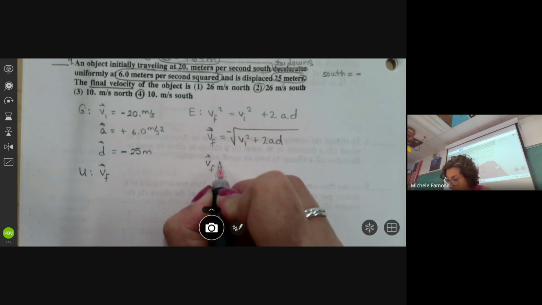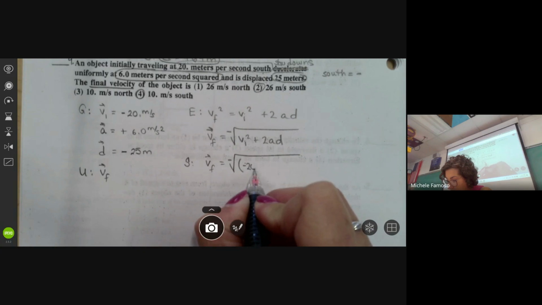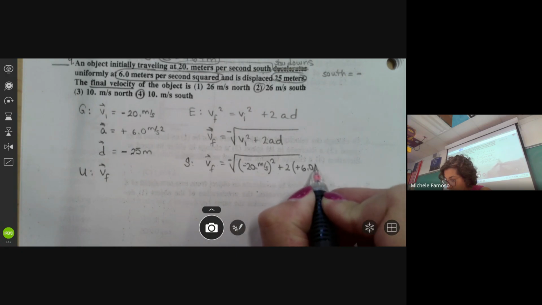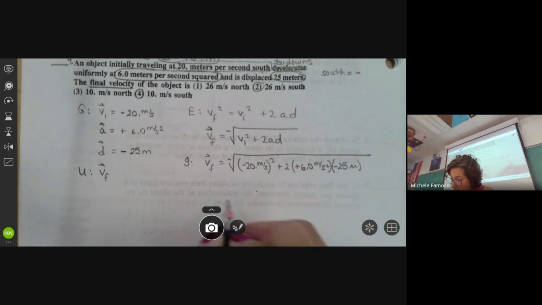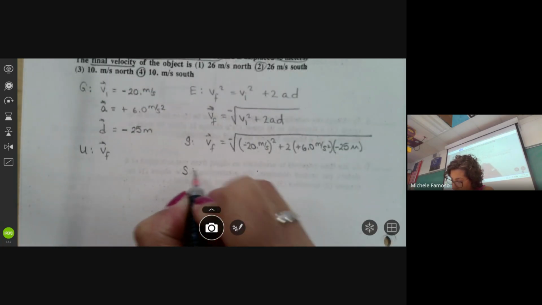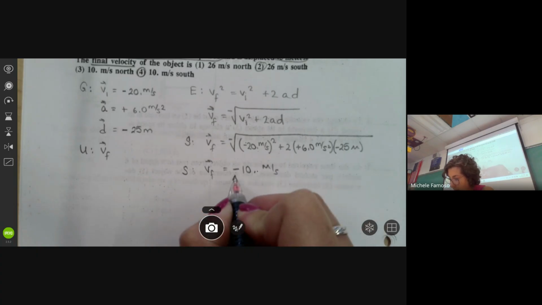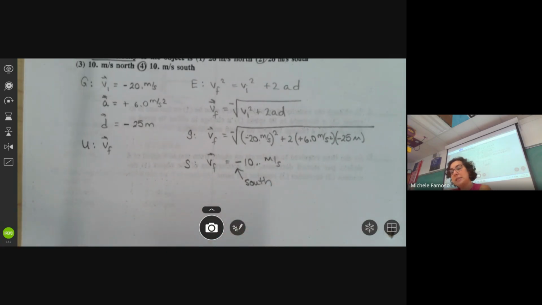Now I can go ahead and plug in, doing my substitution with units. So negative of negative 20 meters per second squared plus 2 times positive 6.0 meters per second squared times negative 25 meters. You work this all out, and you're going to get the answer of negative 10 meters per second. And that negative sign, as we've already stated, means south. By the way, you would never say negative 10 meters per second south. The negative means opposite of a stated direction.